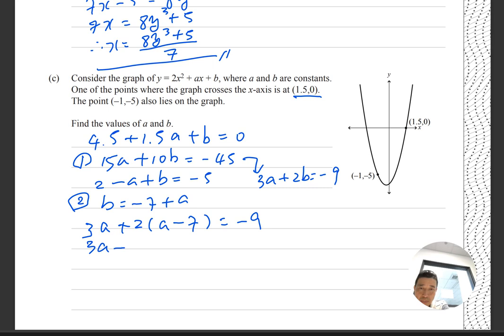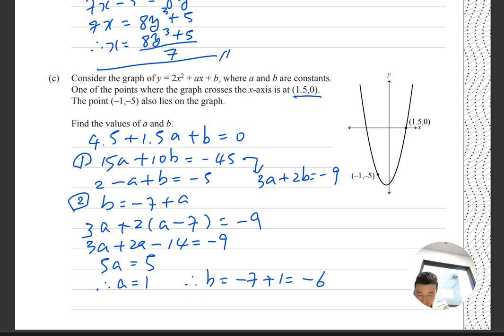So 3A plus 2A minus 14 equals minus 9. So that means 5A equals, how much is it? Plus 14, 5. So hence A is 1, right? Because A is 1, hence B is how much? Negative 7 plus 1, which is negative 6. Yes, it is right. So that should be the answer.